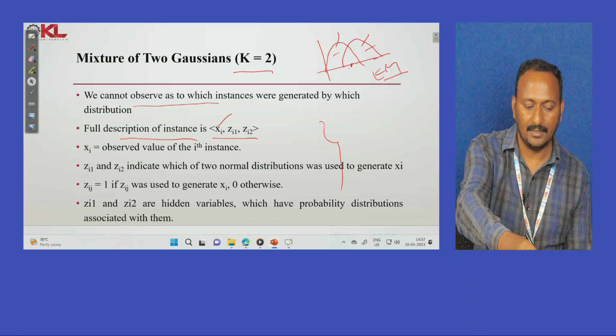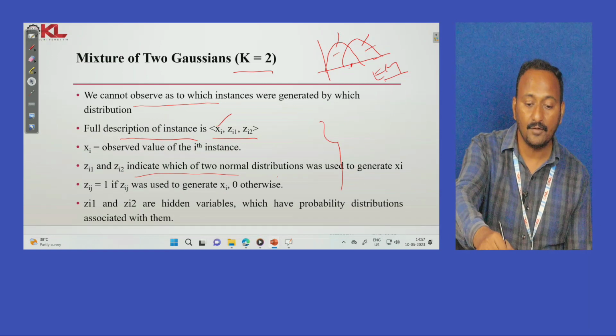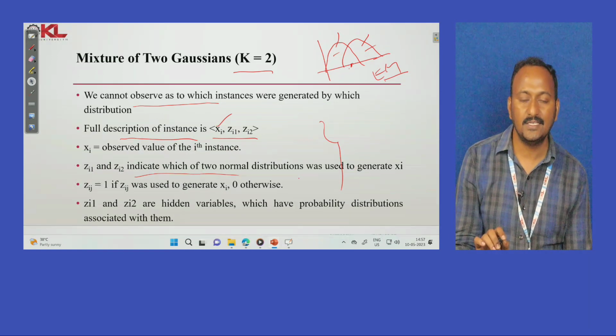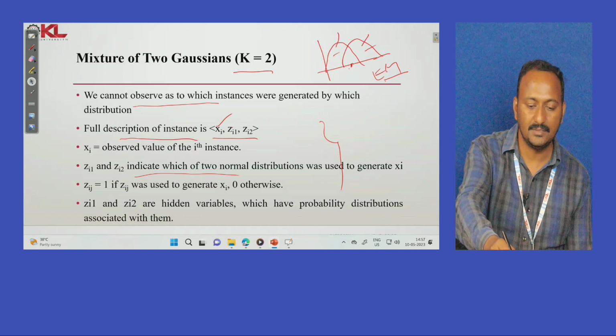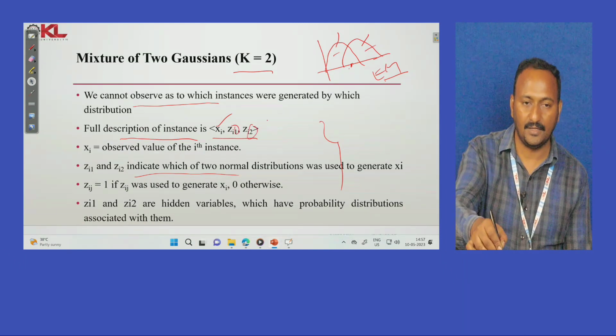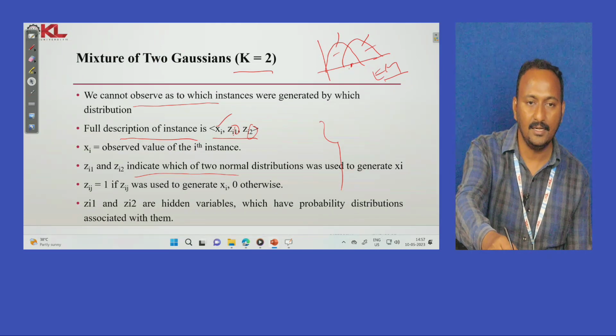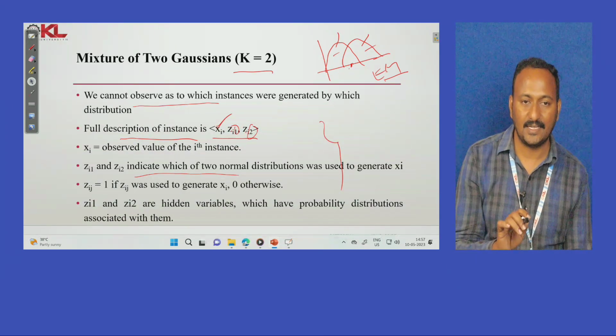Each z indicates which of the two normal distributions was used to generate our xi. It means we need to identify whether xi was generated by the first distribution or the second distribution. Here zi1 indicates that xi is generated by the first distribution, and zi2 indicates that xi is generated by the second distribution.